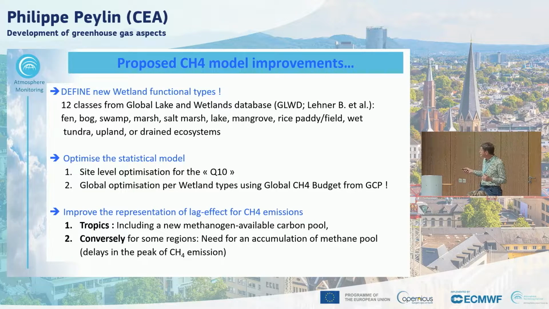Of course, we won't work only on that. We will also improve this simple statistical model. We will define new wetland functional types based on the global lake and wetland database. And we will optimize the statistical model. We have a strategy for that. We optimize in 2 steps. The first step is to use the FluxNet CH4 data that were recently released and to optimize the temperature sensitivity.